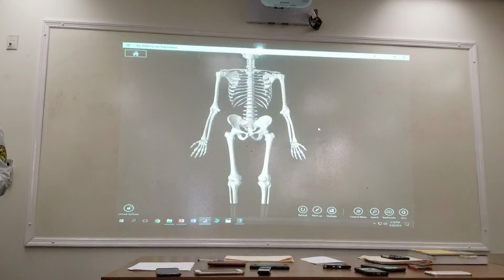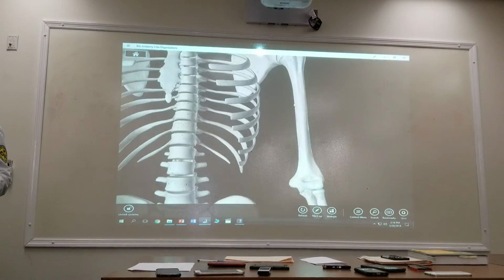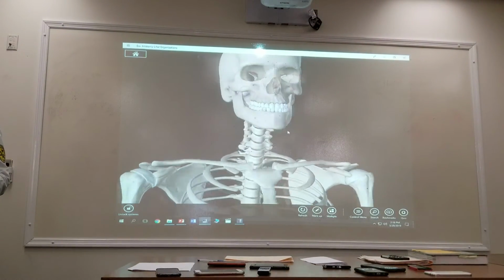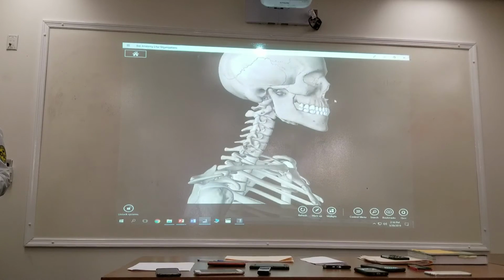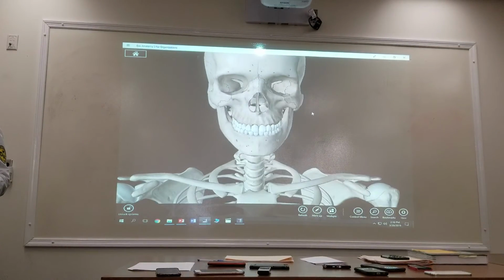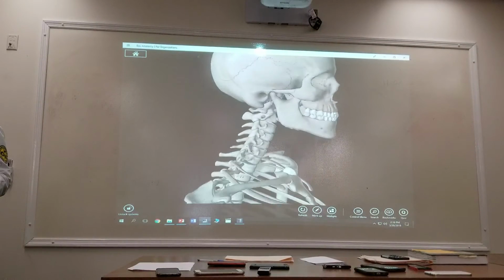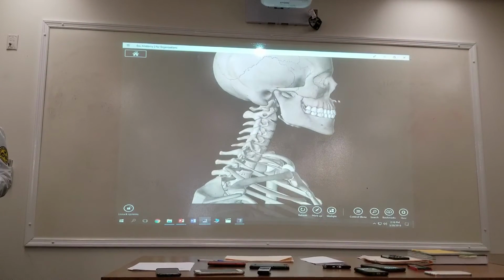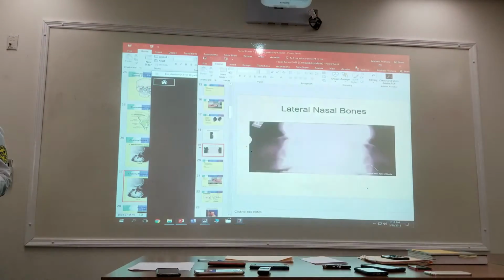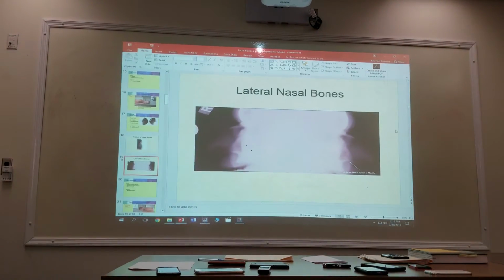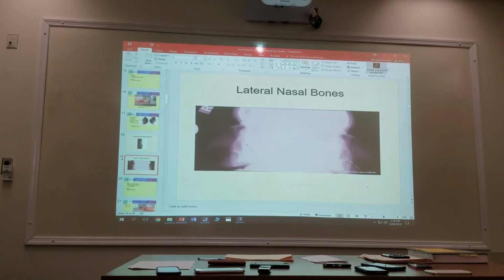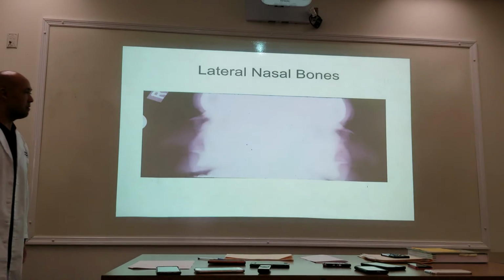Okay, here's the anterior spine. Anterior spine of the maxilla. Okay, so this is what we're seeing. That is what we're seeing in this X-ray. Okay, the anterior spine of the maxilla. Okay.